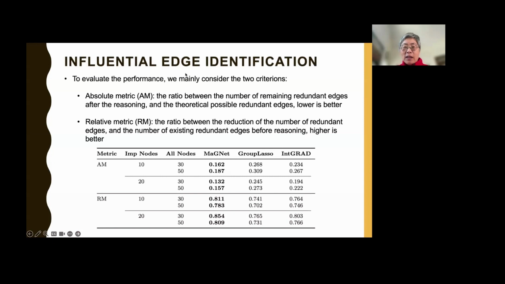And let's also look at inferential edges, using two criteria, the absolute metric and the relative metric. The absolute metric is the ratio between the number of remaining redundant edges after the reasoning and the theoretically possible redundant edges. Low is better. The relative metric is the reduction in the number of redundant edges, and high is better. Compared to the other two methods, for AM we are getting lower and for RM we are getting higher, so we outperform the other methods.